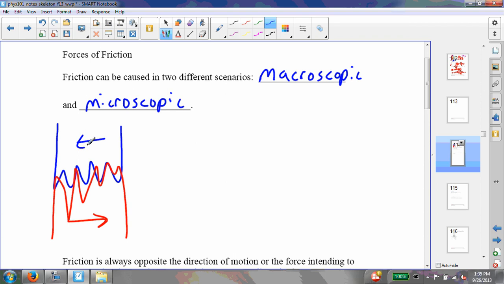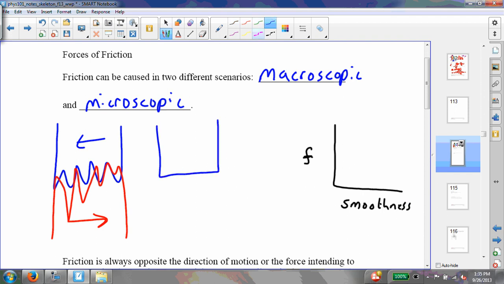catching on one another. Now, as you might expect, if you were to plot the frictional force, which, by the way, we usually label with a lowercase script f, versus the smoothness, that is, if I were to have these surfaces smoothed like this, then as I move them with respect to one another, they're going to experience less friction. So if I plot the frictional force versus the smoothness, it'll look something like that. I'm not sure what the function is exactly, but as you increase the smoothness, the amount of friction decreases.